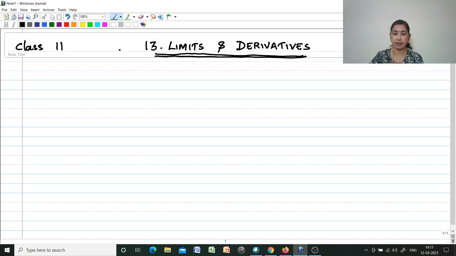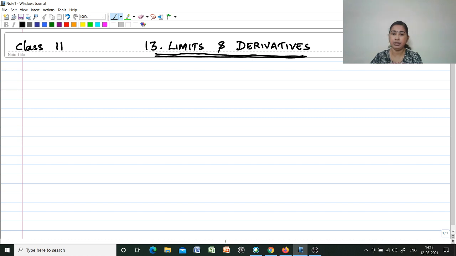Today I am discussing class 11 chapter 13, limits and derivatives. It's a very important chapter because in 12th standard next year you will have derivatives, differentiation, that is chapter number 5. Along with that, applications of derivatives, then continuation of that, integration, then applications of integration, then differential equations. The sequence of chapters is based on this topic.